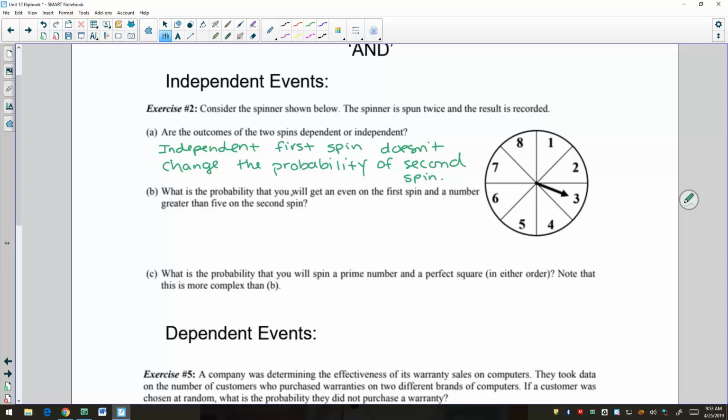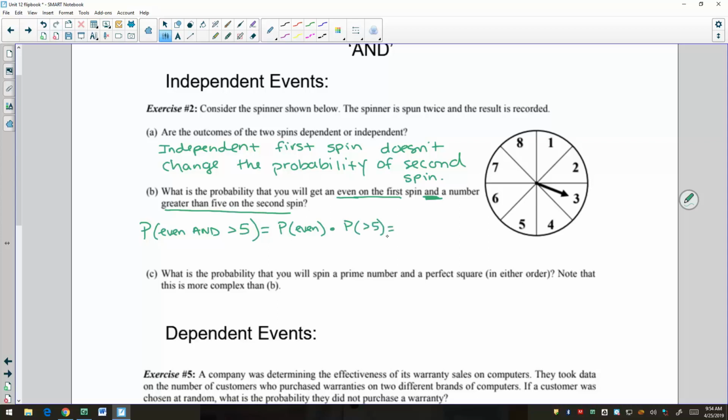So now it says, what is the probability that you will get an even on the first spin, and, does everybody see that word and, a number greater than 5 on the second. So here's what we're trying to find: the probability of an even and greater than 5. I'll use the greater than symbol. All right, so because it's and, here's basically what you're doing. Once you know how to solve this, you don't have to keep writing this out, but you are first finding the probability of an even, and then you're multiplying that by the probability of getting a number greater than 5.